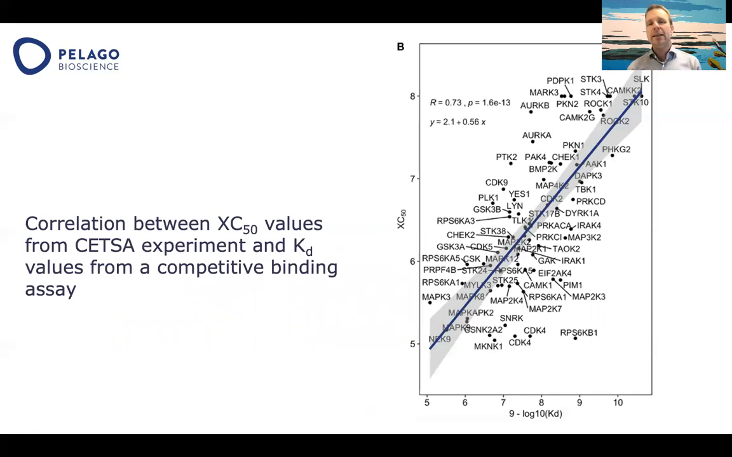And the correlation is actually quite good, which is slightly surprising for me because this is a biophysical assay, but you can compare the XC50 values from the CETSA experiment with KD values from established competitive binding assays. And as you can see, there's a fairly good one-to-one correlation, but of course with a drop-off when you look at the CETSA values.